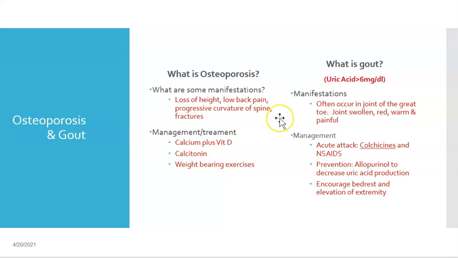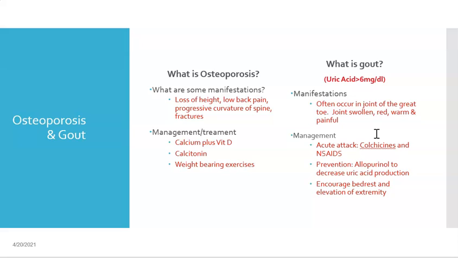Osteoporosis. So these patients have a loss of height, some back pain. It's a progressive curvature of the spine. They're prone to fractures. Treatment for this, you want to give them calcium, calcitonin, prescribe weight-bearing exercises. You don't want to go with aerobic ones where they're jumping all over the place. You want to keep it pretty low-key because we don't want them to get a fracture.